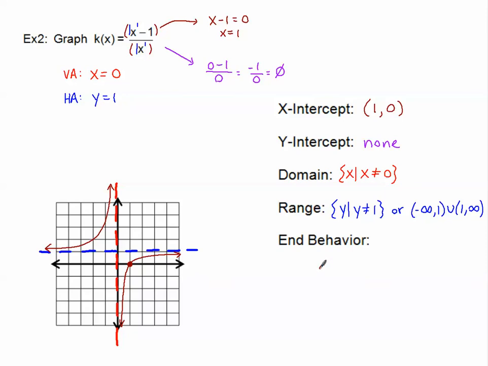Finally, our end behavior. This should be becoming easier for you. Both ends typically do the same thing with rational functions, and they both approach the value of the horizontal asymptote, which is the value of 1. Check the name. It is k of x this time, and it is approaching the value of 1.